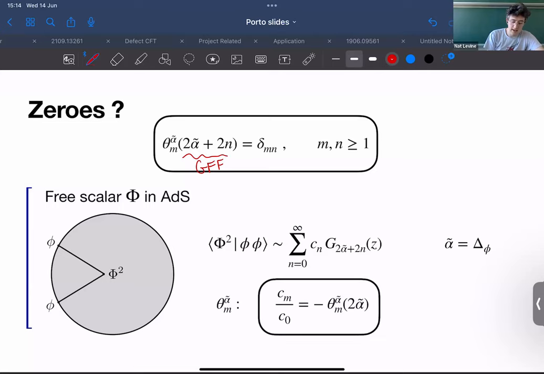So specifically, if I put a free scalar field in ADS in any dimension, you shouldn't put phi in the bulk, because it's a free field. So what you get is just too trivial. Things which satisfy free wave equations can only contain 2 blocks in this expansion. So it's really quite trivial. So let's put phi squared, which is a bit more non-trivial. And we'll put phi and phi as our boundary field. And so you can check that what you'll get will be a sum of double trace blocks, 2 alpha tilde plus 2 n, with some coefficients.